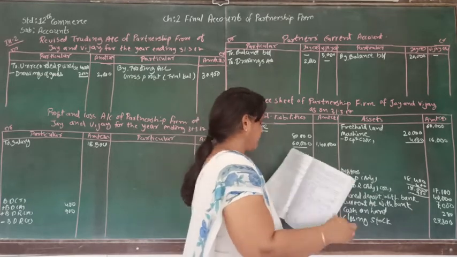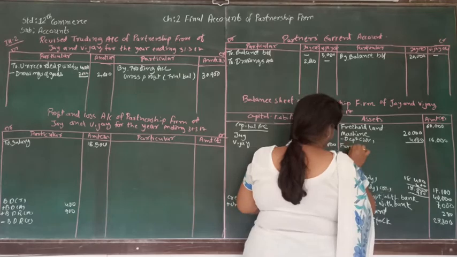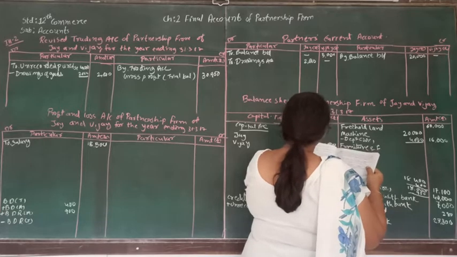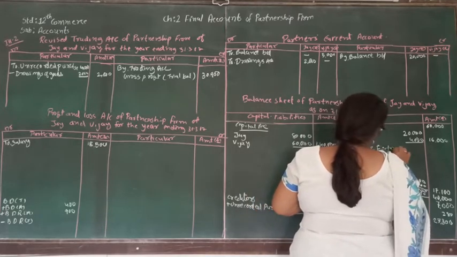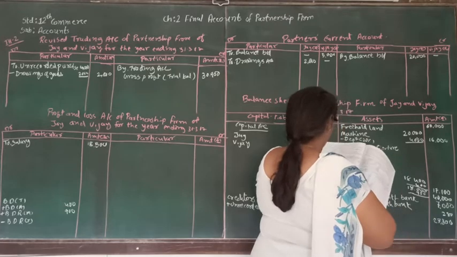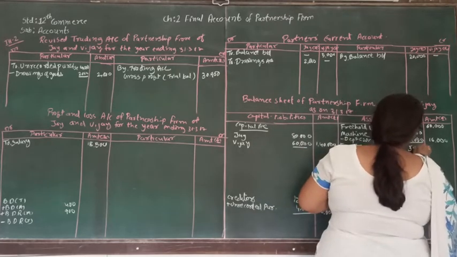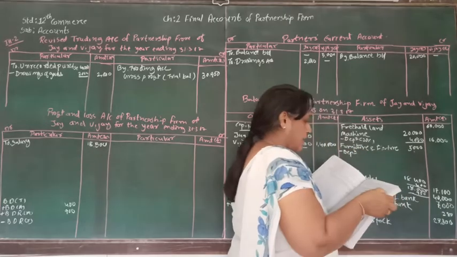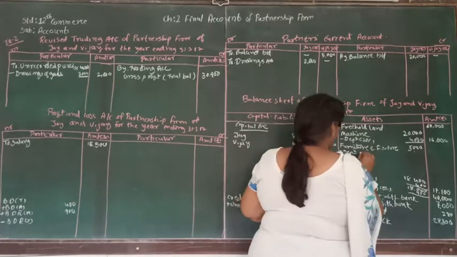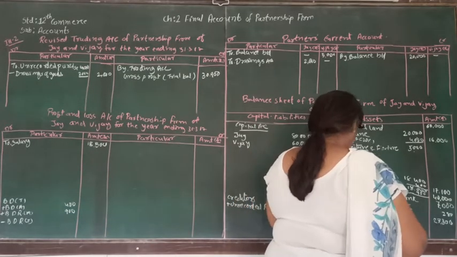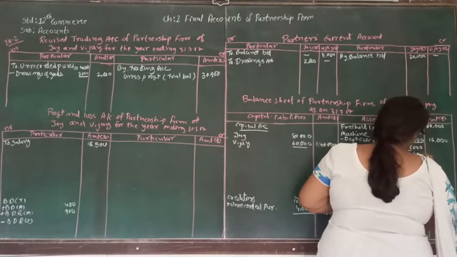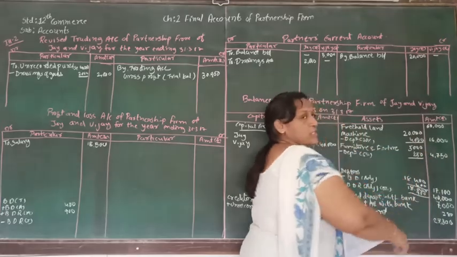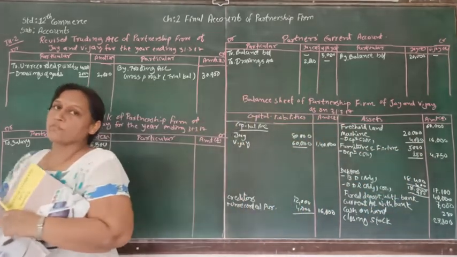But before that, let's make the entry for the furniture. So furniture and fixture. It is 5,000. And on 5,000 again there is a depreciation. That depreciation is at the rate of 5% on furniture and fixture. So here 5% of 5,000 will be 250. So the outer side column will be 4,750. Both these depreciations are supposed to be debited to the profit and loss account.